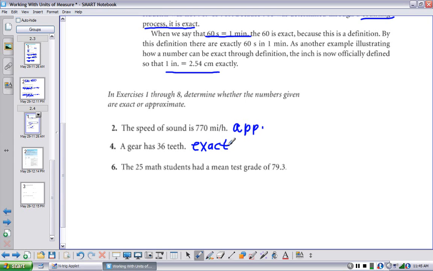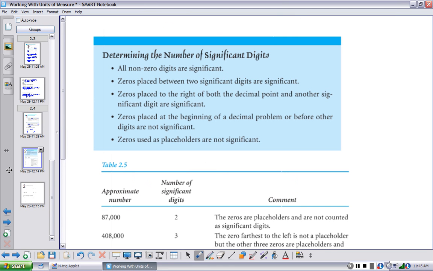Number 6 says 25 math students. This 25 is exact because we went through a counting process. 25 math students had a mean test score of 79.3. This is approximate. Something that we're measuring. Okay? When we talk about measuring, we can talk about being precise, we can talk about accuracy, and those things are talked about in this section, but we're going to focus our attention on significant digits. Okay?